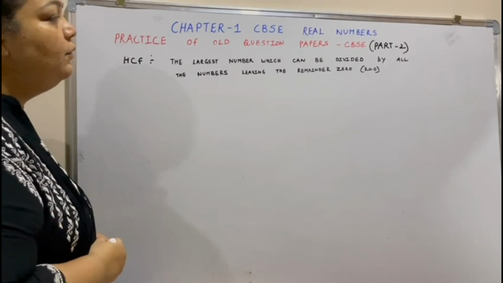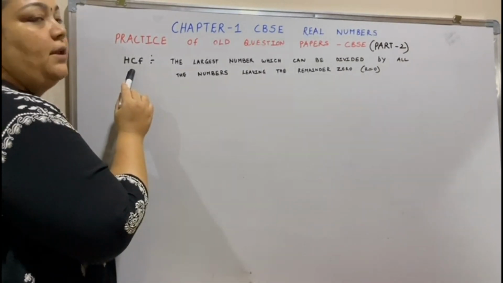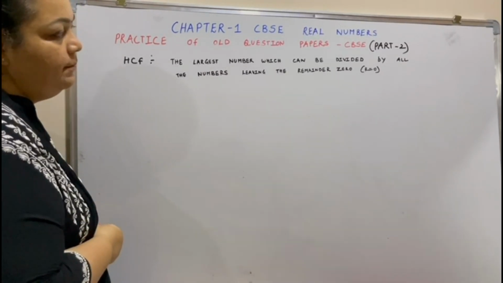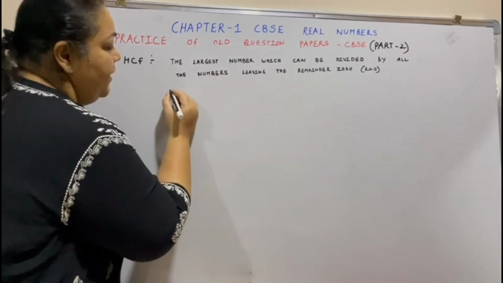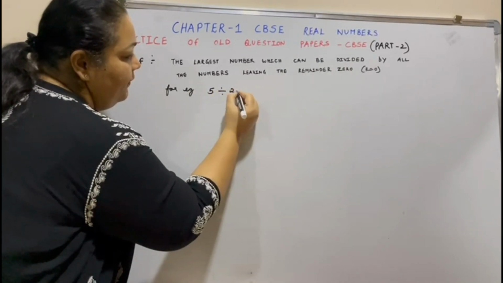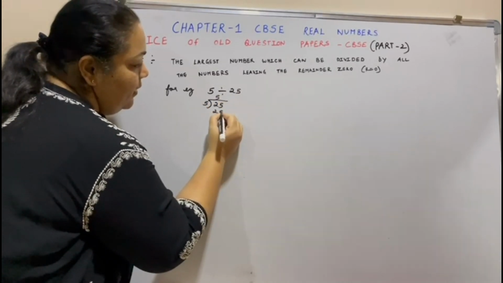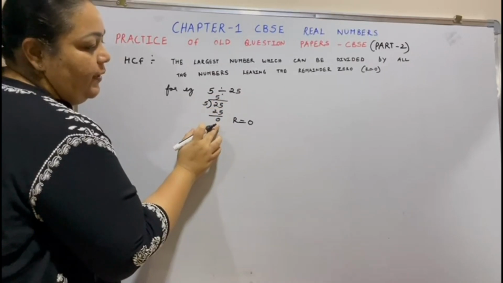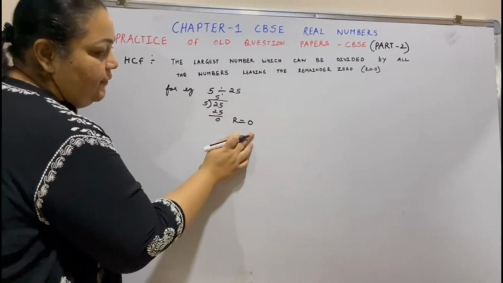Good morning children. Now we are going to see part 2. So I am going to the next topic. We have already learned the definition of HCF. What is HCF? The largest number which divides all the numbers, leaving the remainder 0. So R is equal to 0. For example, 25 divided by 5: 5 5s are 25, so it completely divides and the remainder is equal to 0. So we can take the HCF.